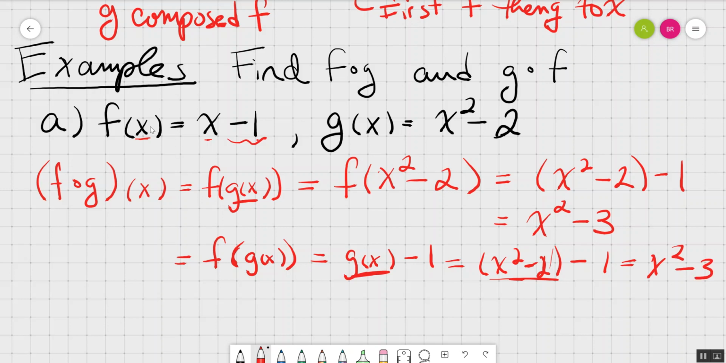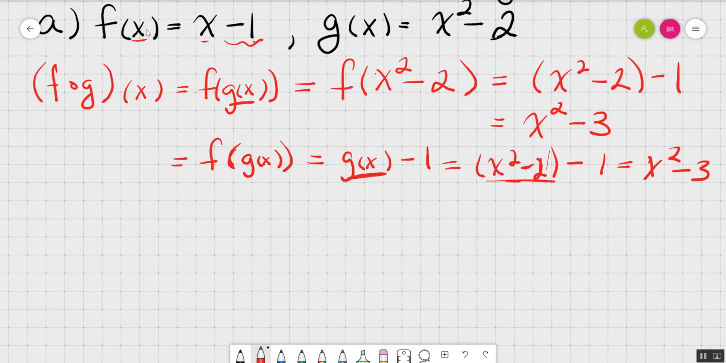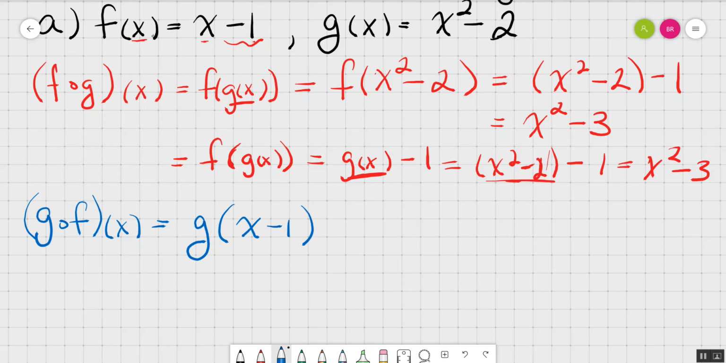Let's go the other way. So now I'm going to do g composed with f. So first f is going to go and then g is going to go. So what's f do? Well, f is x minus 1. And what's g do? It takes whatever you give it and it squares it and then subtracts 2. So I'm going to square the x minus 1 and then subtract 2.